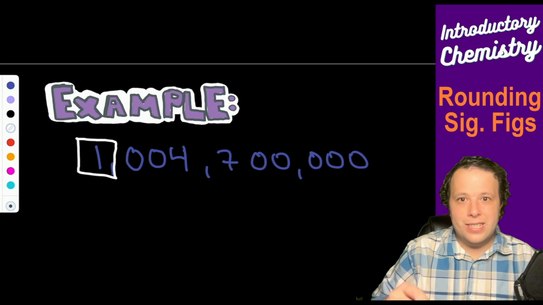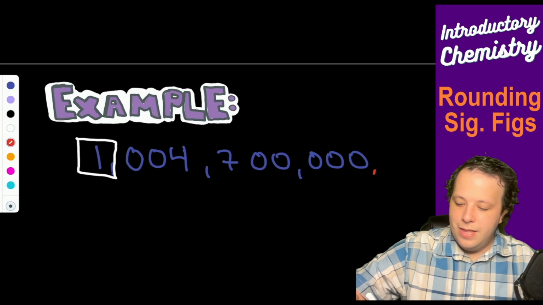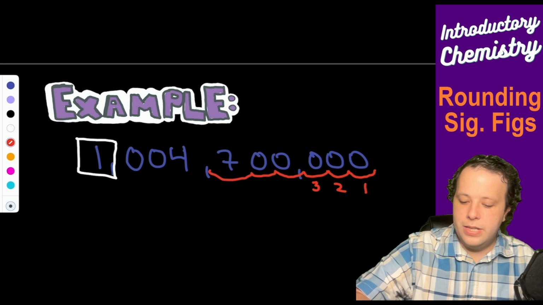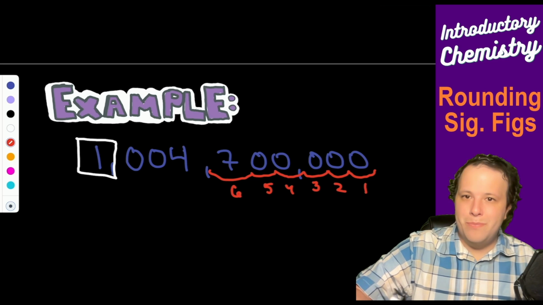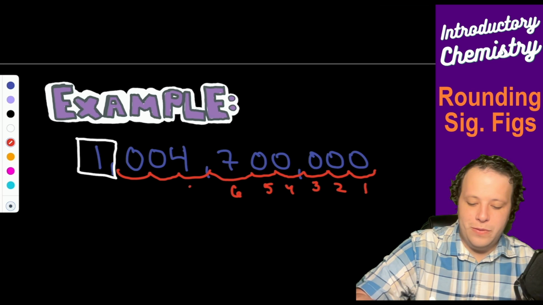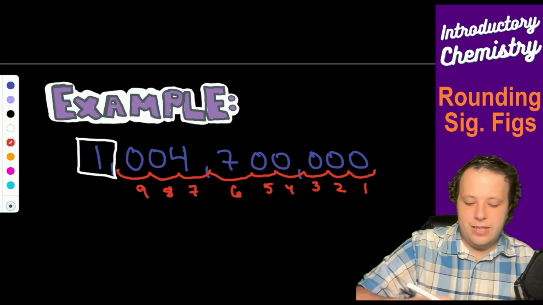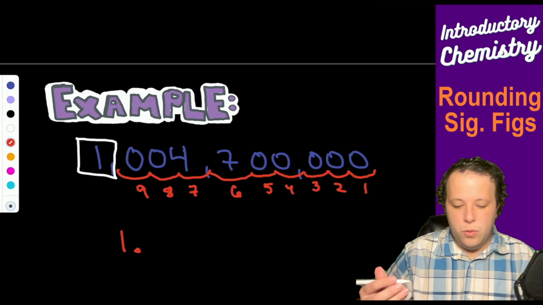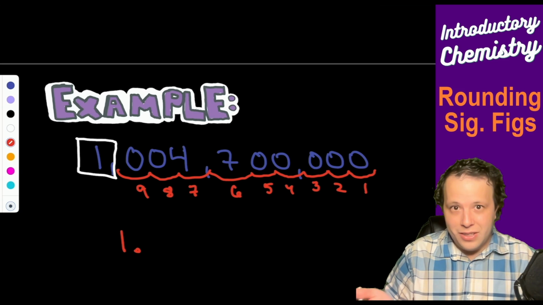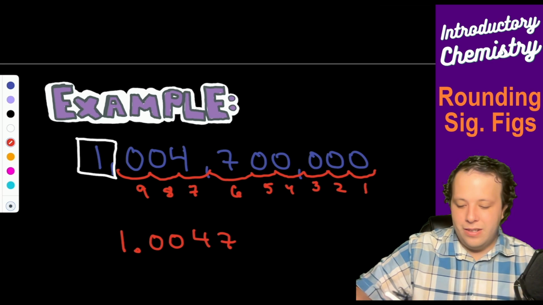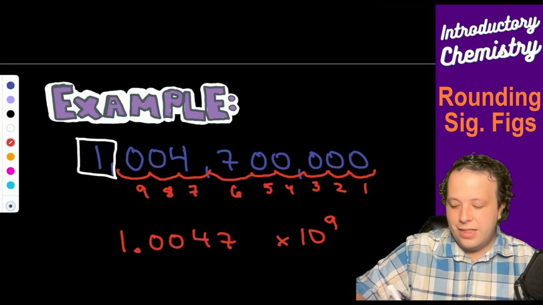So the whole idea is that we continue to move that point. It'll be 1, 2, 3. Move it again, 4, 5, 6. We're just bunny hopping along the way. 7, 8, 9. So we move that 9 spaces. Now, which digits are significant? Well, that goes to your last non-zero value, which is our 7 there. So this would be 1.0047 times 10 to the 9th power.